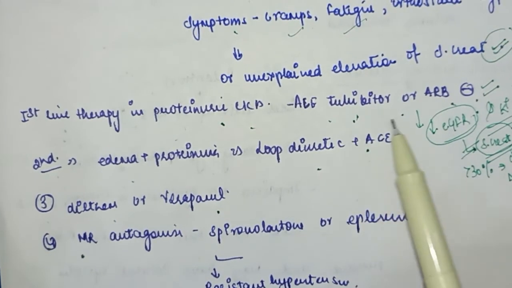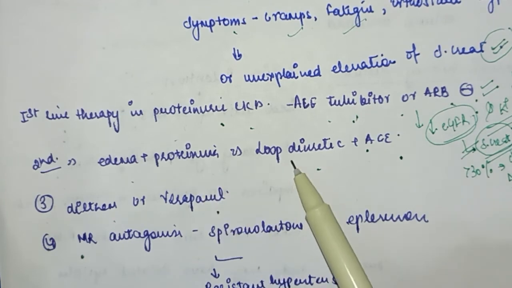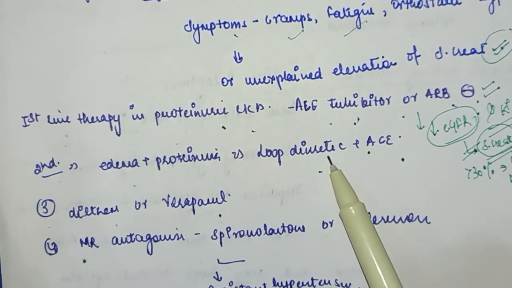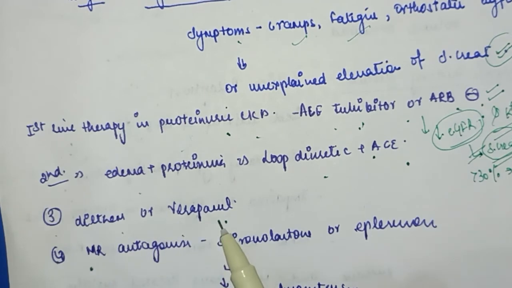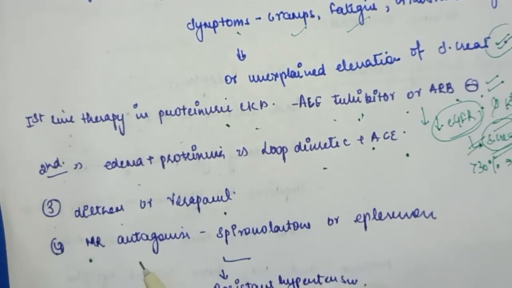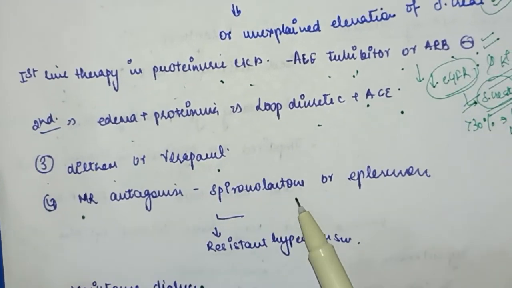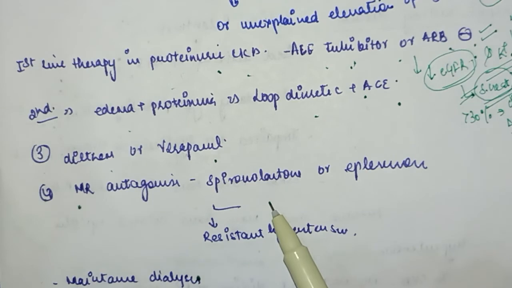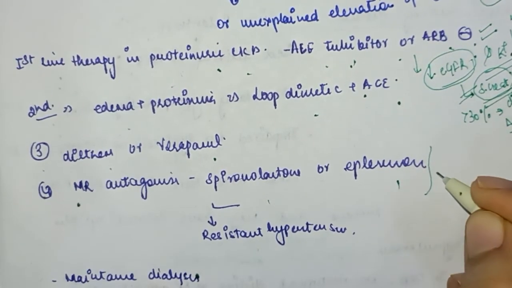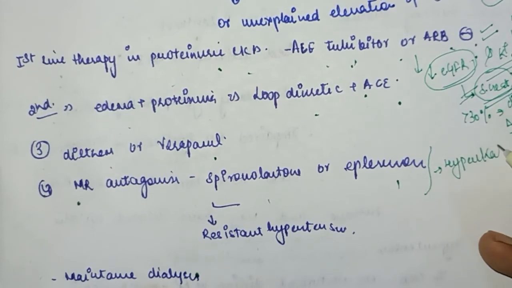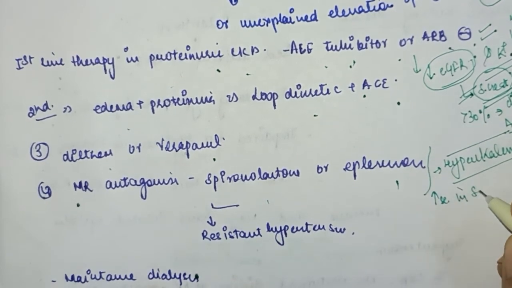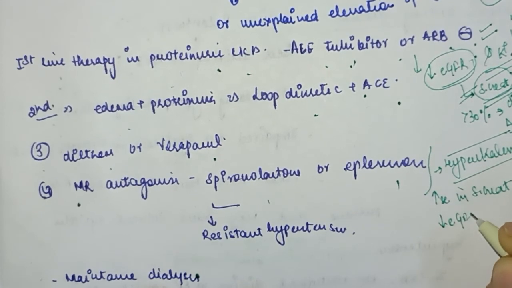So first line therapy will be ACE inhibitors or ARBs, and if the patient has edema, we can add loop diuretics along with ACE inhibitors. Loop diuretics are also considered a second line therapy in renal hypertension. Next are non-dihydropyridines, that is diltiazem or verapamil. If BP still remains uncontrolled, we can use a mineralocorticoid receptor antagonist, since there is hyperaldosteronism. We can use spironolactone and eplerenone as a fourth line therapy in case of resistant hypertension. But these two drugs result in hyperkalemia, so we have to look for hyperkalemia and increase in serum creatinine, as these drugs can worsen kidney function also.